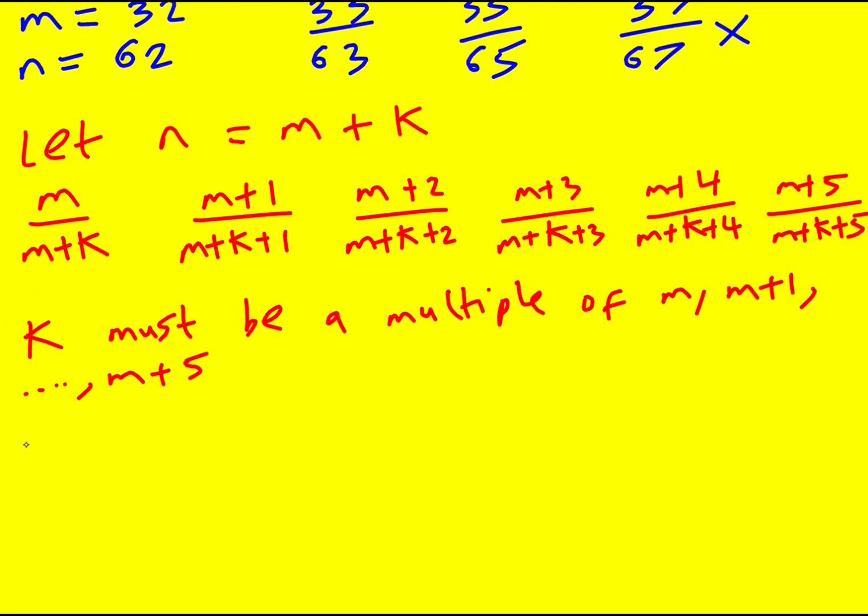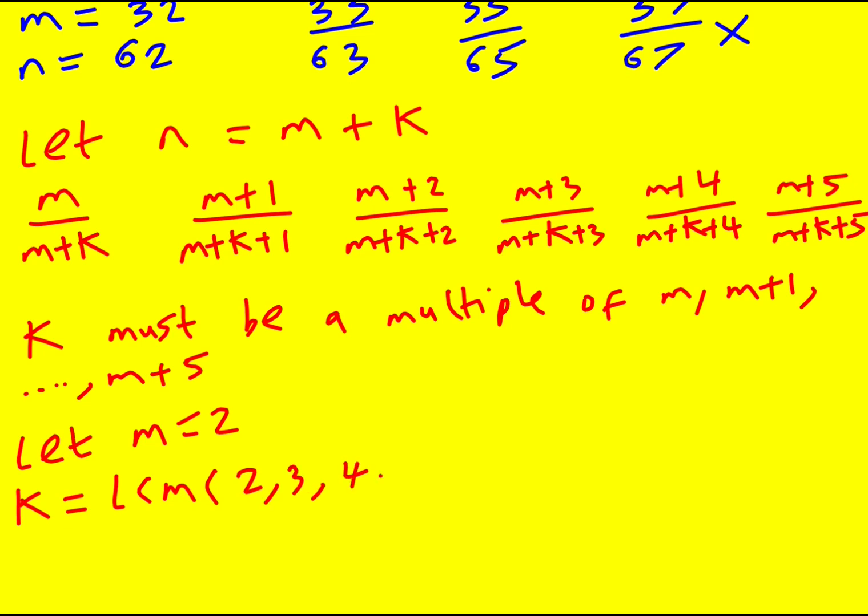So I'm actually going to pick a starting m, and let's go with the simplest thing. Not 1, actually, because it's not going to simplify if you get a 1, but let m equal 2. Then k will equal the lowest common multiple. Actually, it doesn't have to, but I'm going to choose for it to equal the lowest common multiple of 2, 3, 4, 5, 6, and 7.